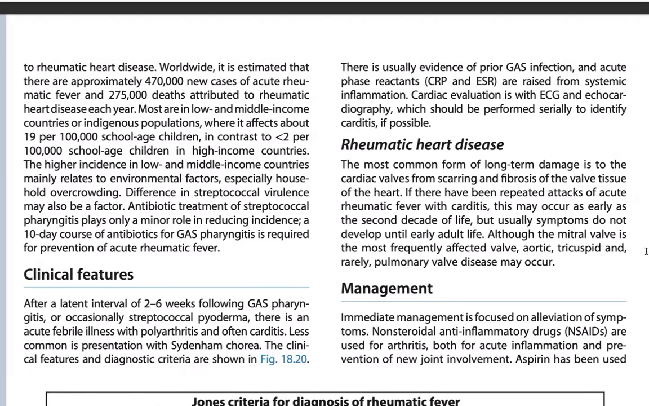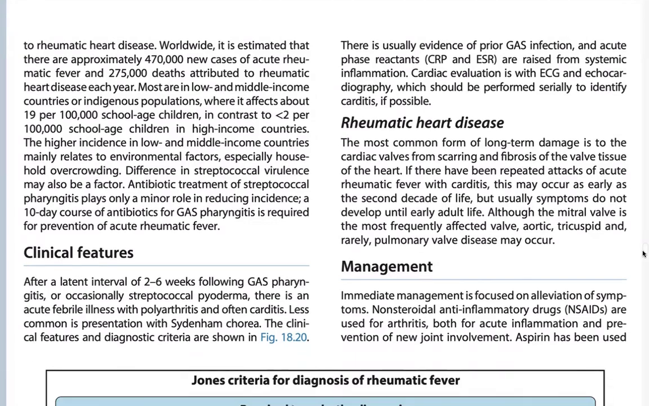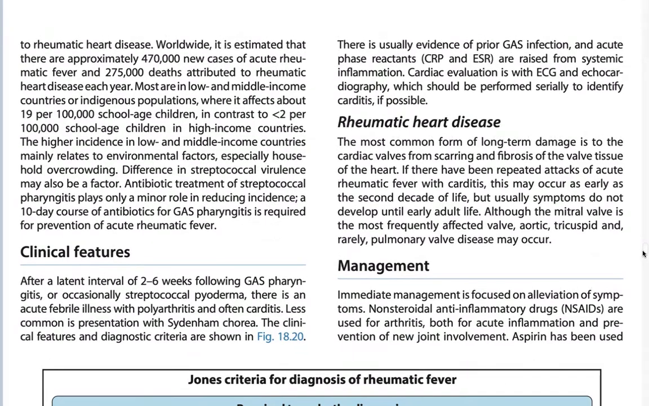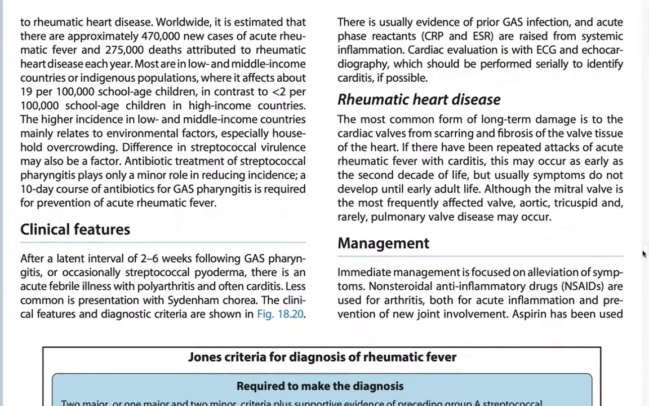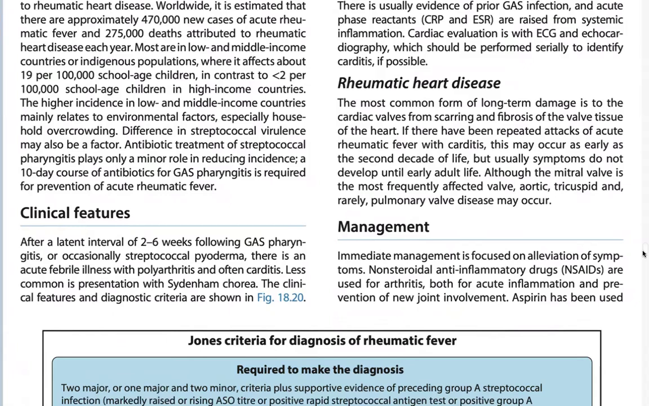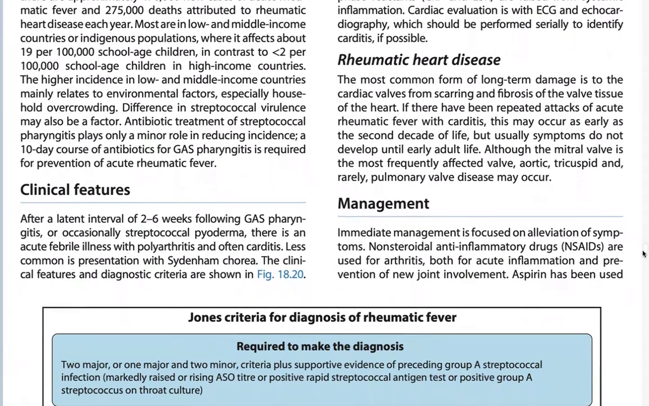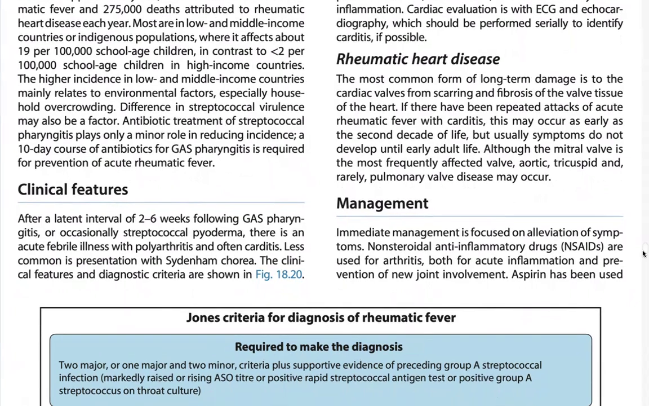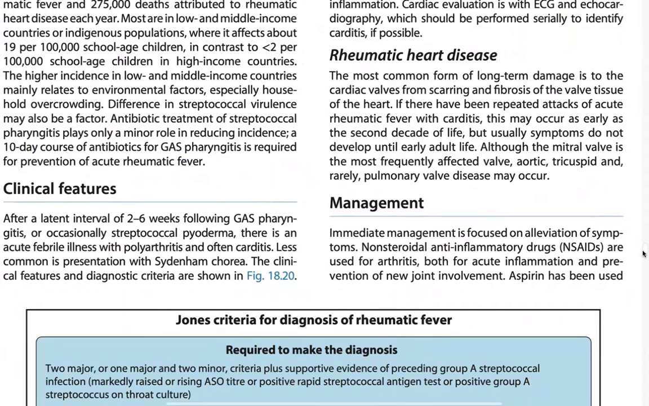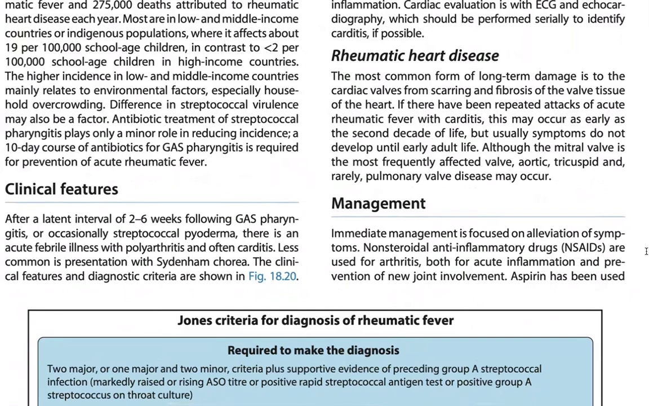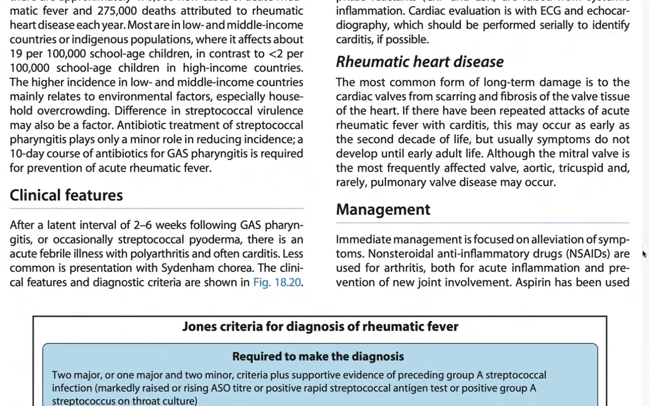middle income countries or indigenous populations. The rate of first episodes is high. The highest is in the low income countries, mainly related to overcrowded household conditions. The treatment of different groups is manageable, reducing incidence of group A streptococcal infection due to the treatment period.